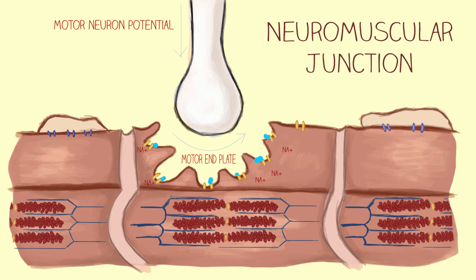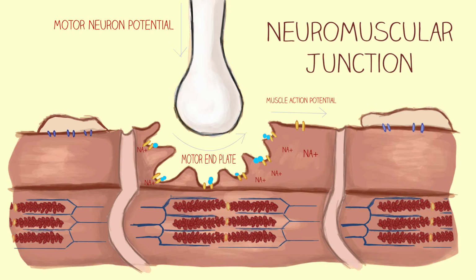Once enough sodium enters the muscle fiber, and the resulting muscle end plate potential reaches a specific level or threshold, a muscle action potential is generated. This is the third electrical signal in the muscle excitation chain, and the signal that will ultimately initiate the steps of contraction.